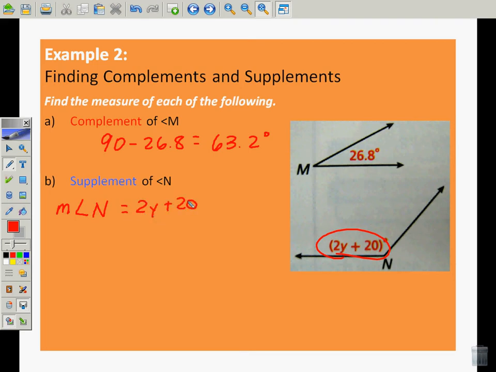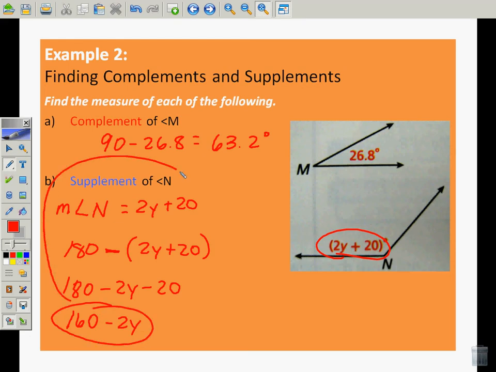Well, what does that do for us? Let's see. That's going to be 180 minus (2y plus 20). Okay, so 180 minus 2y minus 20. Because remember, this negative, we're subtracting everything, is minus. Okay, so I've got 160 minus 2y is the supplement of n. Okay? So it doesn't matter if it's not a number. If it's letters and numbers together, if it's a variable expression, that's okay too.